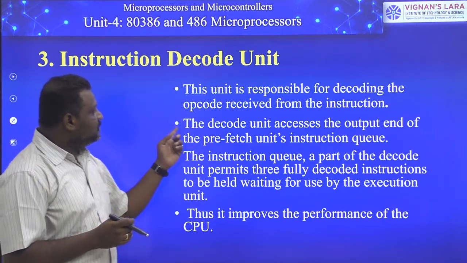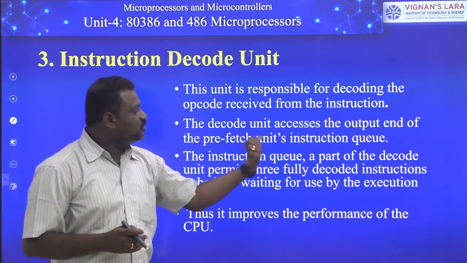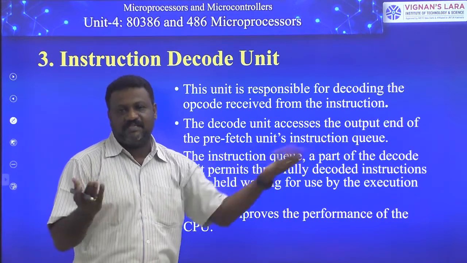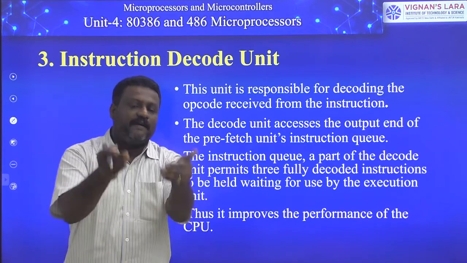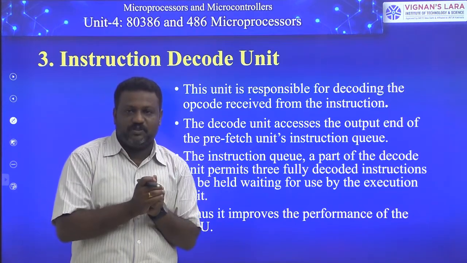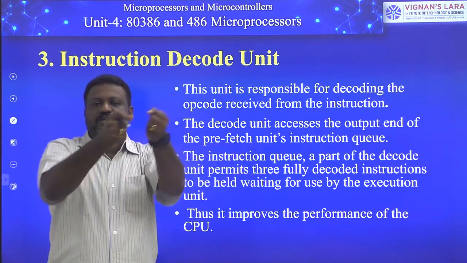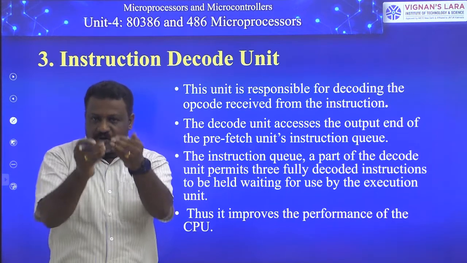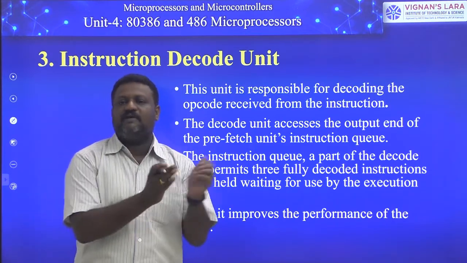So that's it. The decoding unit accesses the output end of the prefetch unit's instruction queue. That's what I'm saying. Your instruction decode unit gets the instruction from the code prefetch unit or instruction prefetch unit. So all the instructions we are fetching from the memory are stored in the prefetch queue. From that, the instructions are collected by this instruction decode unit.